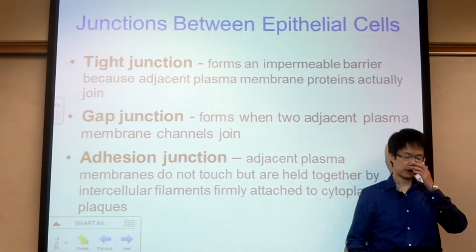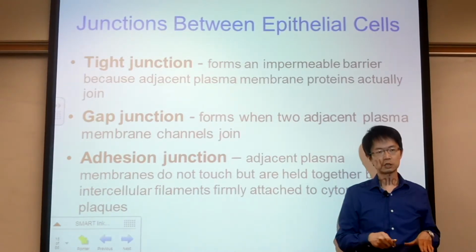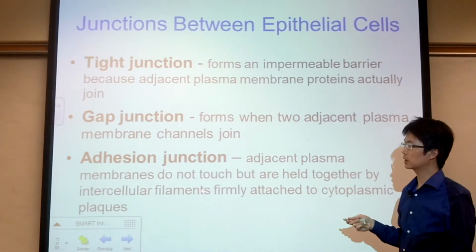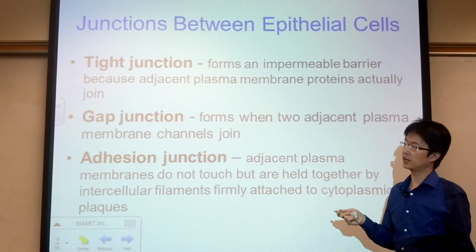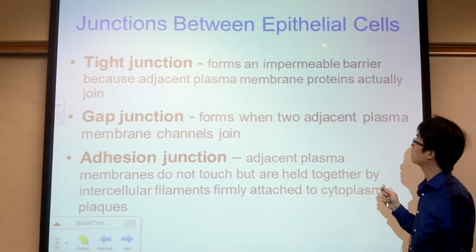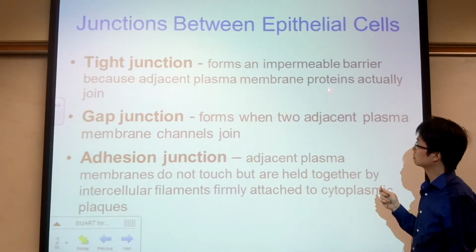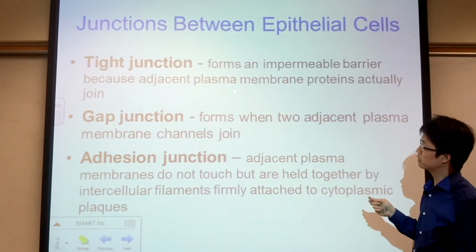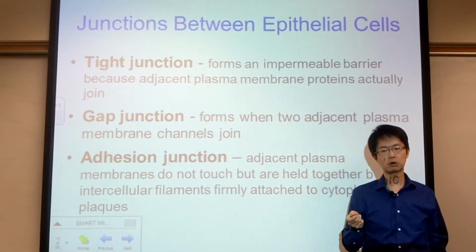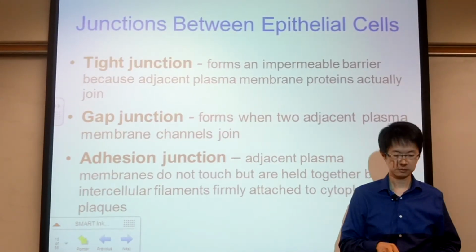So, as we know, epithelial cells connect to each other. What connects them? Well, we have different cell junctions that can connect the cells together. First one is called tight junction. They are an impermeable barrier. You can find tight junction, for example, in the simple columnar epithelium in the GI tract.